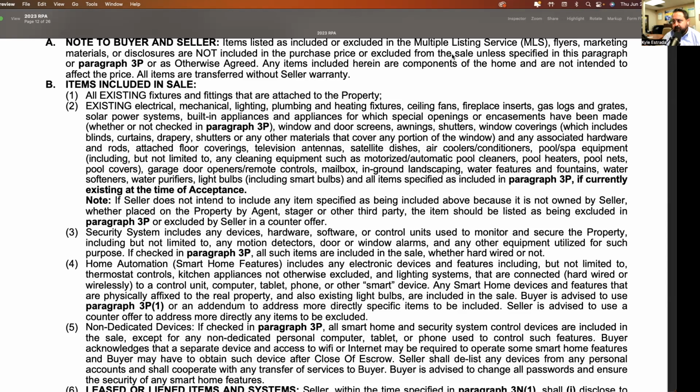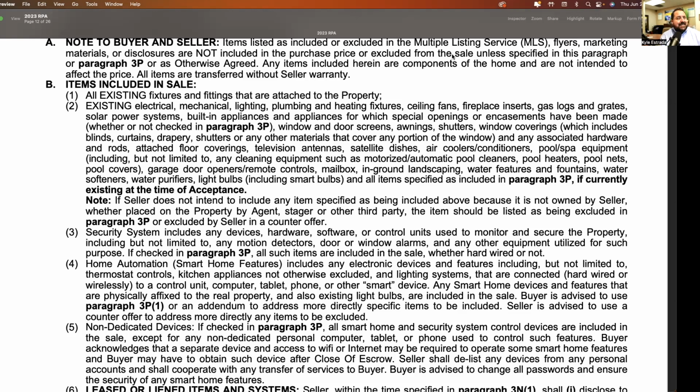Okay. But it has nothing to do with title either, title insurance. No, nothing to do with title. Thank you. Title insurance is only for liens and encumbrances that were not reported or cleaned up. Right? That's what it's for. That's what title insurance is for.